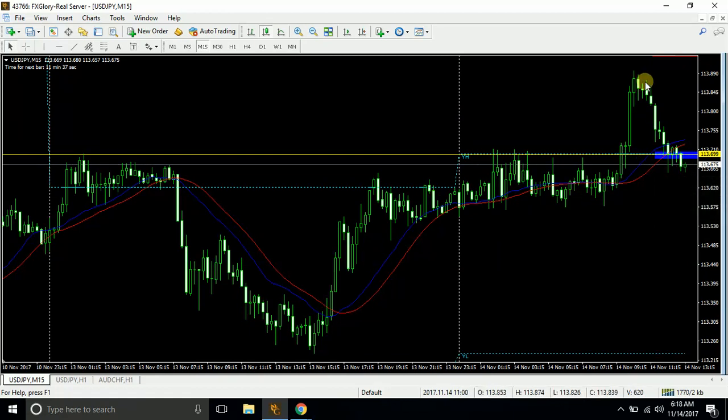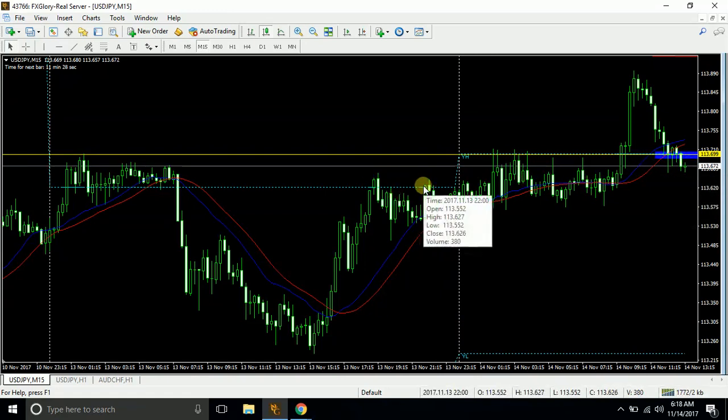Notice how this push came and we're right back in the same level it was consolidating. Think of a rubber band just sitting here, pull it out and it snaps right back and sits there again.